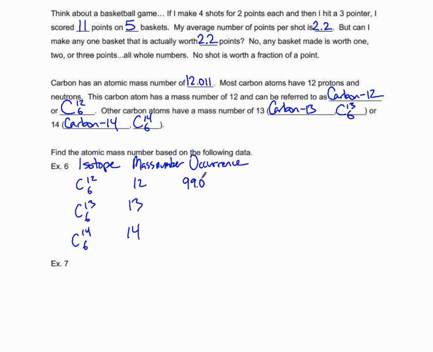So here's what we see. 99.0% of all carbon is carbon 12. 0.9% is carbon 13, and 0.1% is carbon 14. And together this adds up to 100%. These 3 isotopes represent all of the carbon.